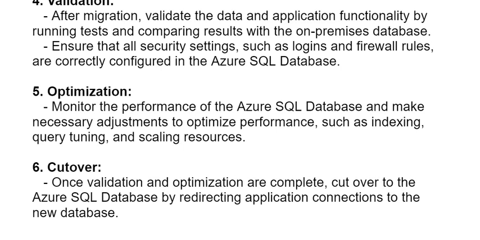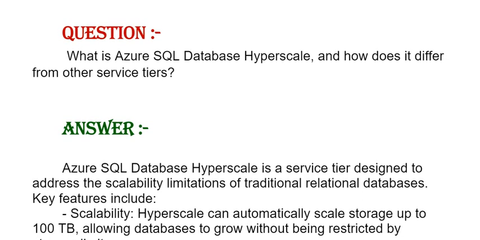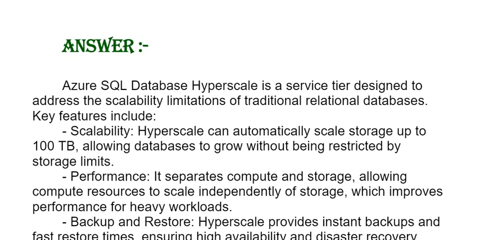Our next question is, what is Azure SQL Database Hyperscale and how does it differ from other service tiers? Your answer should be, Azure SQL Database Hyperscale is a service tier designed to address the scalability limitations of traditional relational databases. Key features include scalability. Hyperscale can automatically scale storage up to 100 TB, allowing databases to grow without being restricted by storage limits.